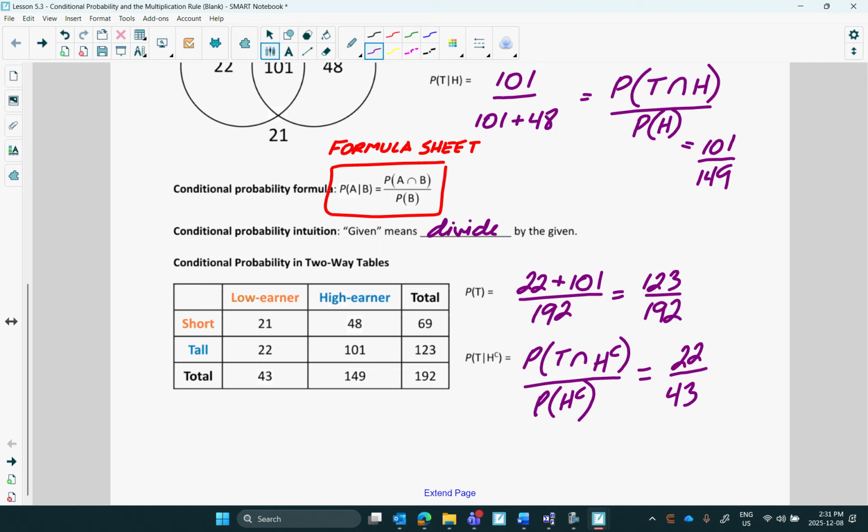A lot of times it's common sense just from looking at the Venn diagram or the table, or you can follow the formula.